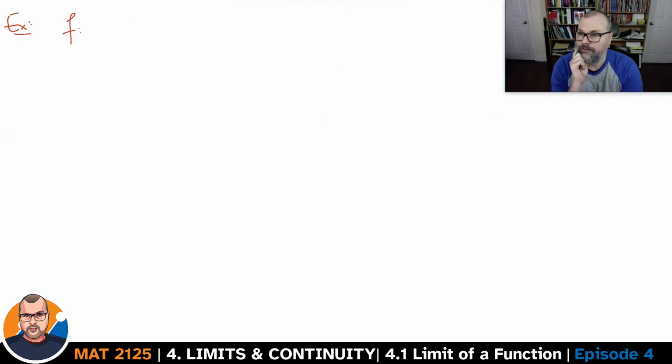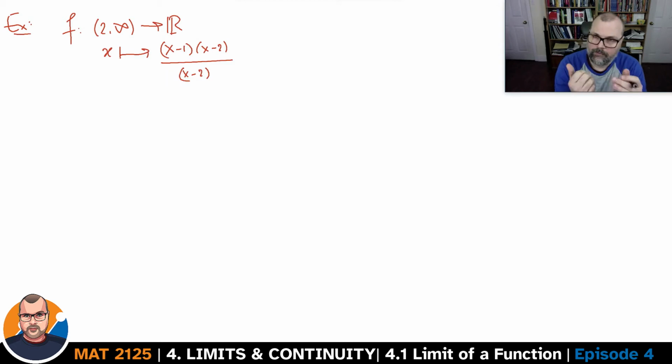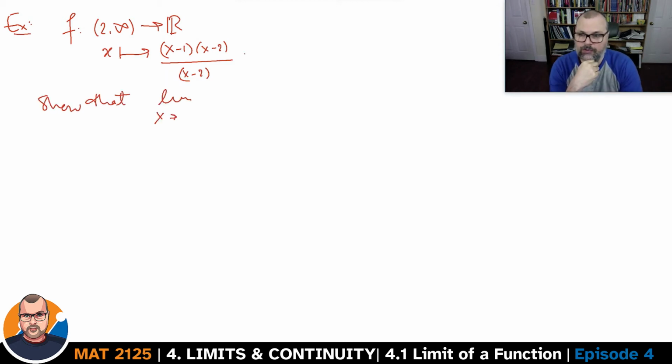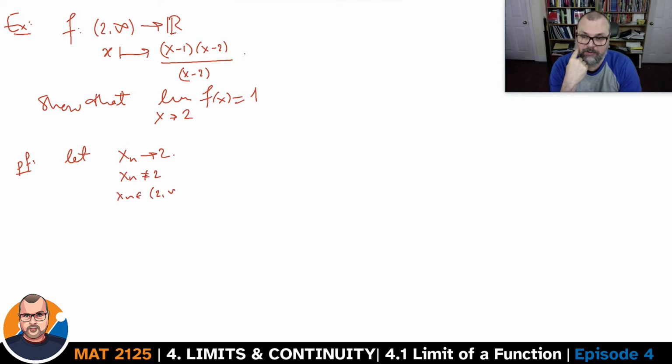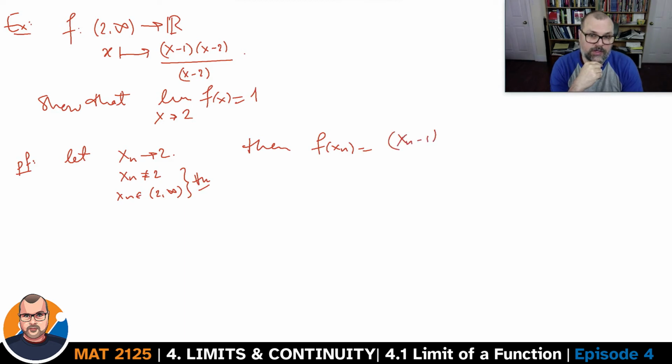Consider this function, a function from the interval 2 to infinity into R, which associates to each x the following value. Show that the limit as x goes to 2 of the function f at x is equal to 1. So, we pick an arbitrary sequence xn which converges to 2, where each of the xn's is different from 2. Then f at xn is equal to xn minus 1 times xn minus 2 divided by xn minus 2. Because xn is never equal to 2, we cancel these, and it becomes xn minus 1.